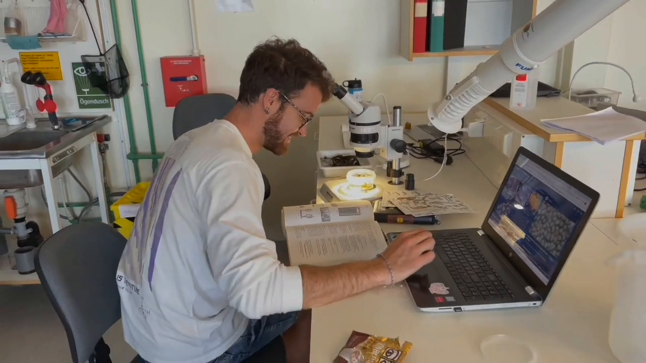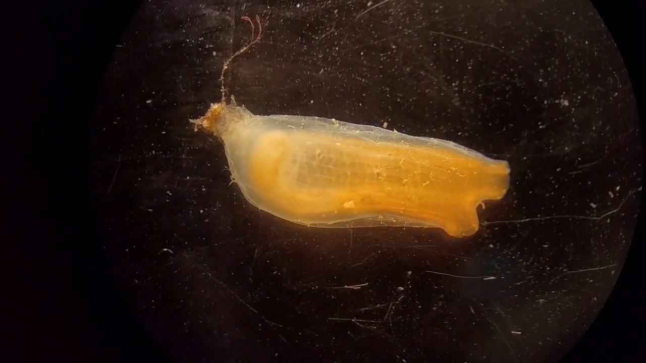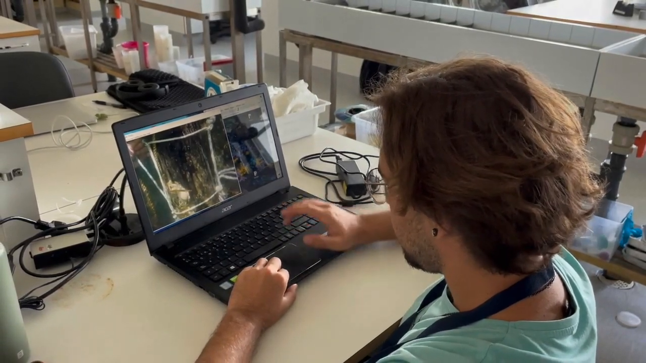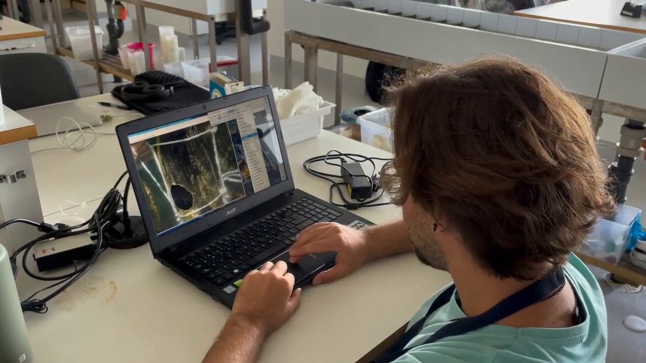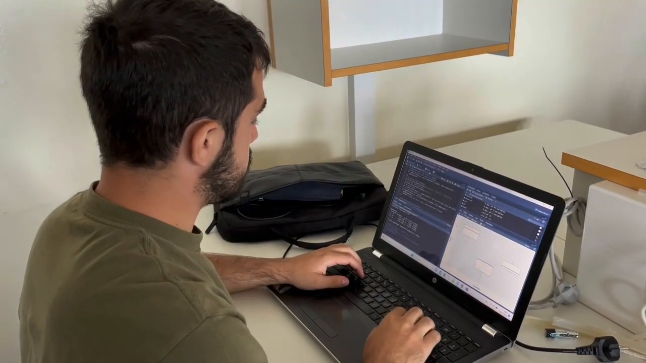We identified with taxonomic keys the various species larger than 1 centimeter. At the same time, we analyzed our photos with the software ImageJ, which enabled us to calculate the % coverage of the various species in each of the photo quadrats.